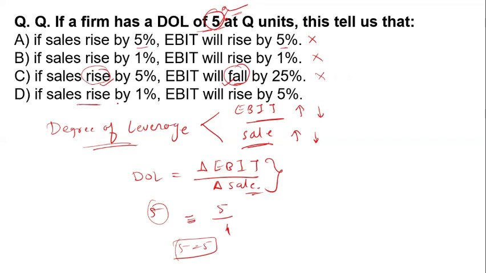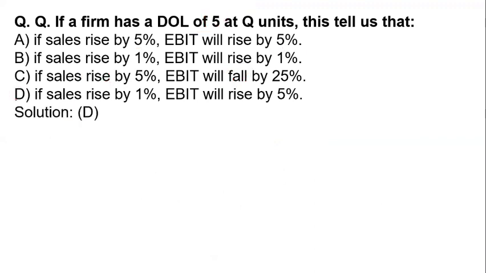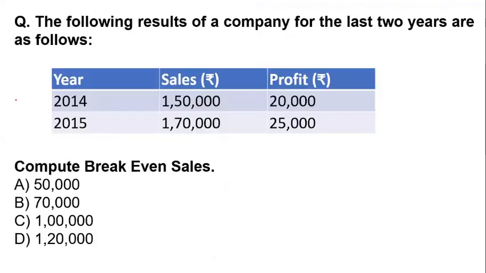If the sale is rising 1%, EBIT will rise by 5%. You can see that if I take the sale as 1%, and I write the EBIT as 5%, then it is going to equal the DOL. Okay, so option D is the right answer for this question. Now the right answer is given on your screen.